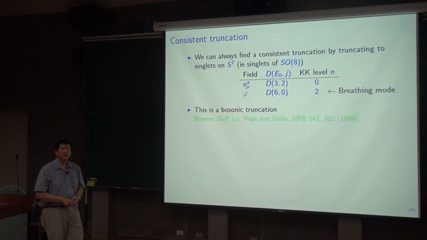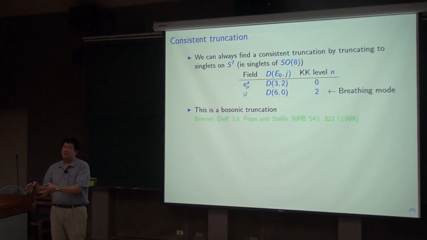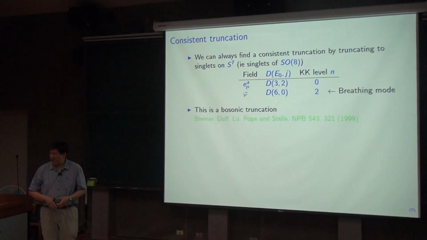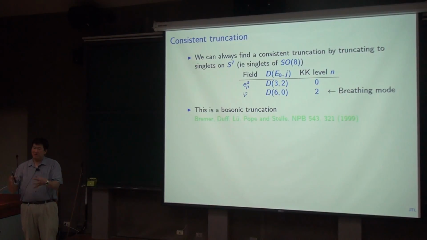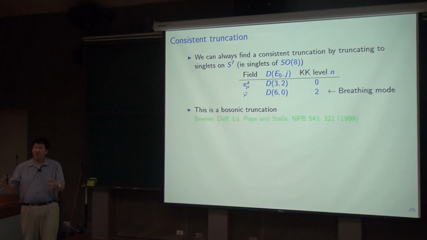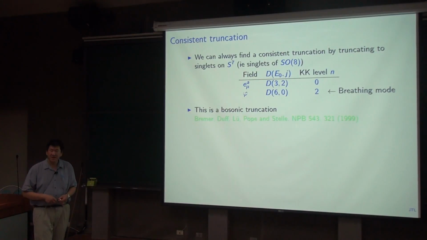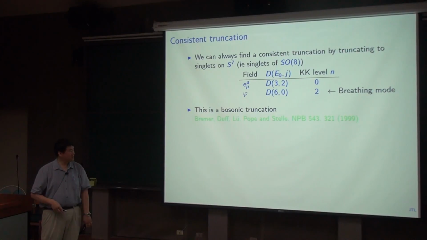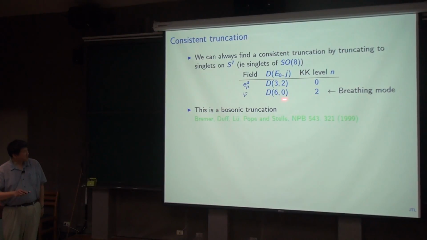However, I can allow the volume of S7 to be changing as a function of a space-time field. So that's not exactly a direct product anymore. It's more like a warped product. And the volume of the S7, as it's changing in space-time, can be parameterized by a scalar field. And that's often called the breathing mode, in the sense of the sphere breathing or getting bigger or smaller. And so this turns out to be the so-called breathing mode scalar.